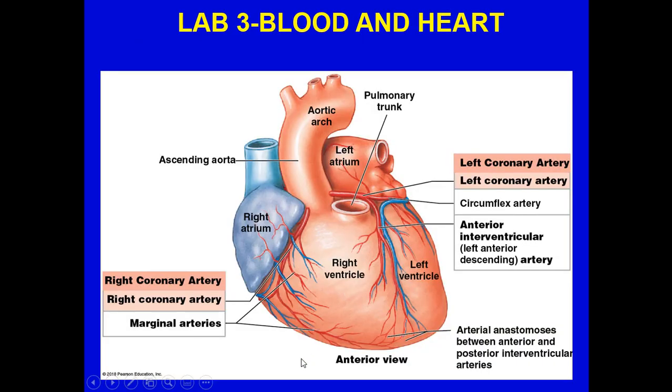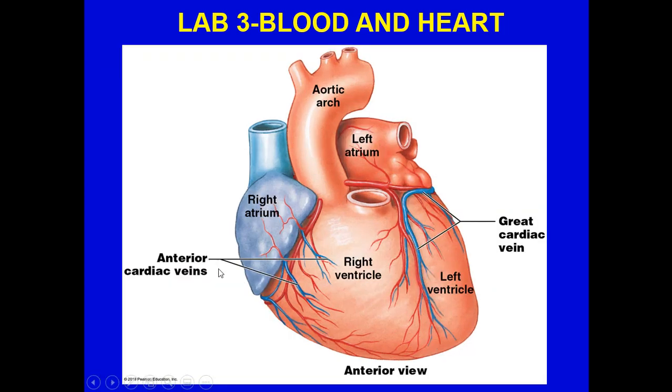Here we see a couple of very important structures. The left coronary artery comes out from, if you notice here, the aortic arch. So blood supply will go posteriorly using the anterior interventricular artery. You have the circumflex artery here. You have also the right coronary artery. And then from it, you have these smaller branches called marginal arteries. You will notice that the arterial anastomosis between the anterior and the posterior interventricular arteries exists right around in here.